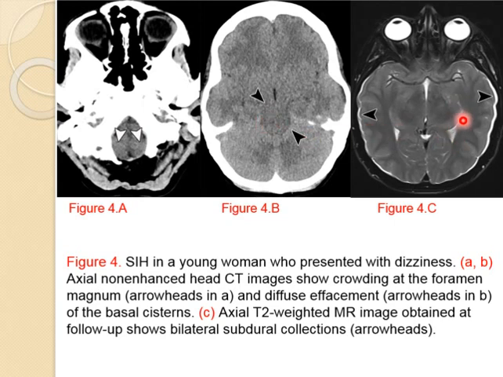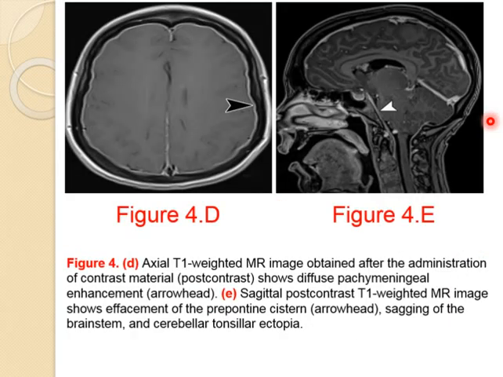Again, you can see even the lateral ventricle appears small sized. See the third ventricle, small sized. And you can see the CSF is collecting laterally. So this is due to intracranial hypotension. In follow-up images, after the post-contrast image, we see diffuse patchy meningeal enhancement.